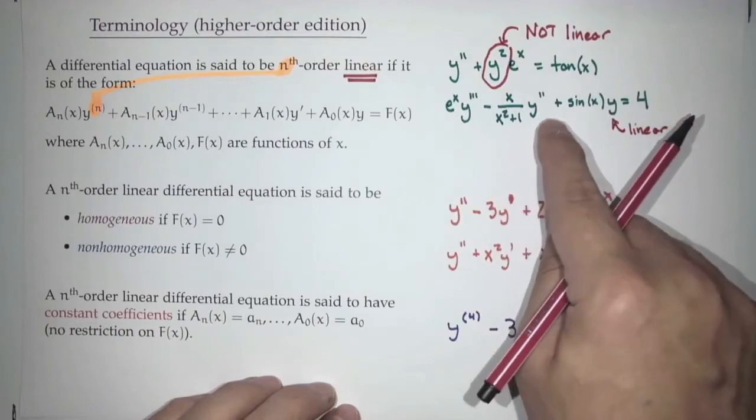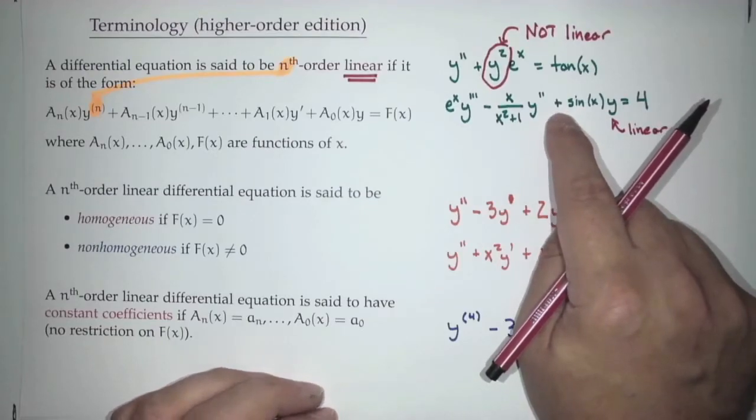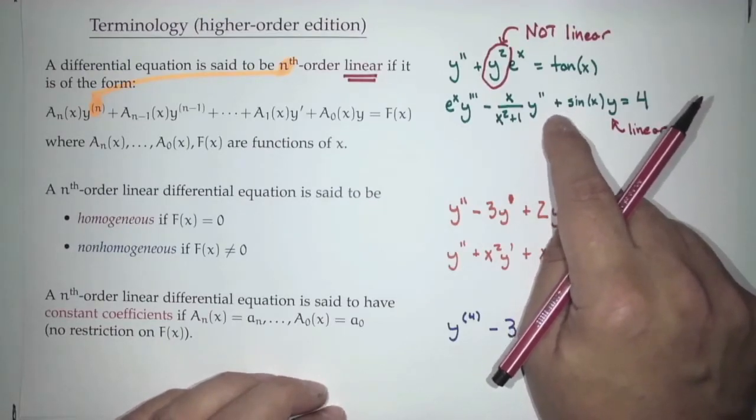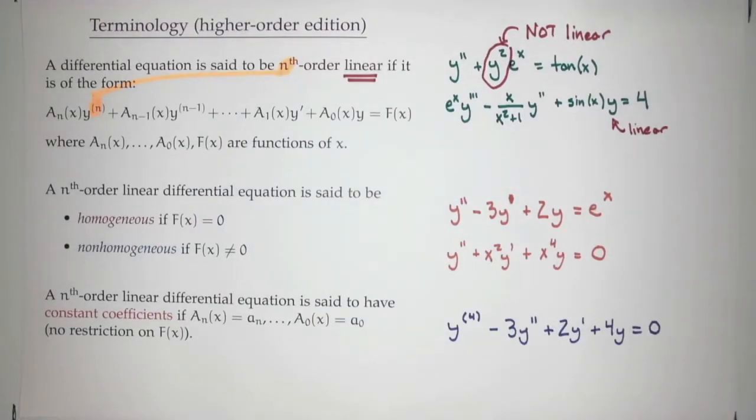Now you might notice, hey, we skipped y prime. Is that a problem? No, it's not a problem. What is y prime, how do we think of it in this case? Yeah, 0 times y prime. So it's okay if you're missing derivatives in the middle. No problem. Okay, so that's linear. And we've talked about first order linear, so essentially this is just a generalization of that. And we like linear. Linear is really good for us. Linear is our friend, and we'll talk about that as we go on.